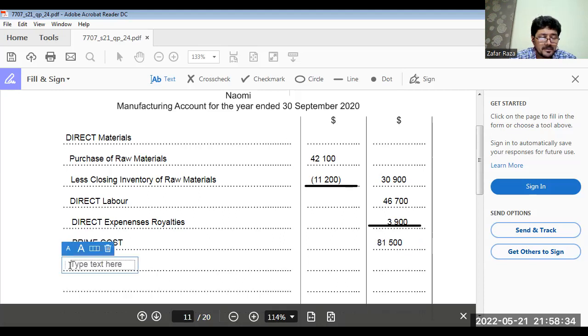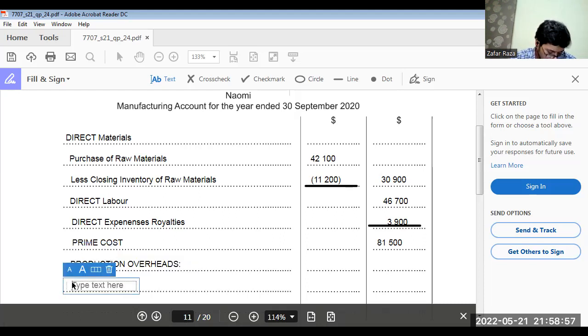Now heading: production overhead or factory overhead, whatever you want to write. Now all the indirect expenses. Okay, factory overhead. So first we have to go back to the question and see.